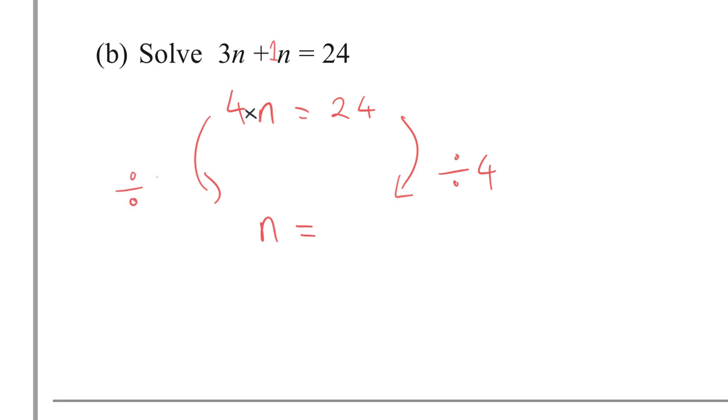Once you divide it by 4, you can cross it off there, it's gone. And you just need to actually do 24 divided by 4. So if you do your 4 times table, 4, 8, 12, 16, 20, 24, that was 6. So n is equal to 6.